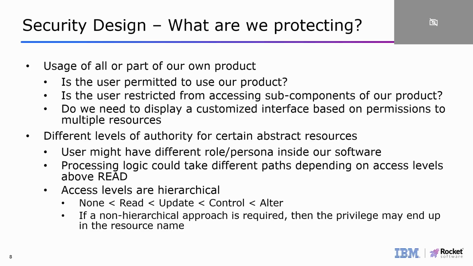RACF access levels are hierarchical by design. So you have none, you have read, read's above none, update's above read and includes read. Control is above update, which includes update and read. Alter is top of the tree. Okay? It is possible that your security posture might have a non-hierarchical approach. Okay, so if you do that, then perhaps the privilege might have to be part of the resource name that you use to protect. Okay, so that might be something you need to think about.